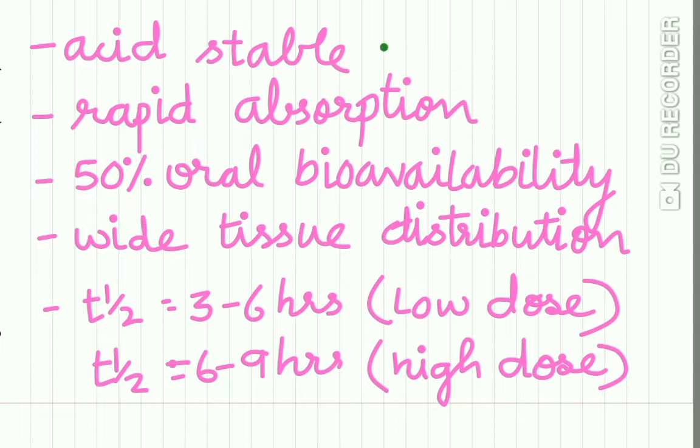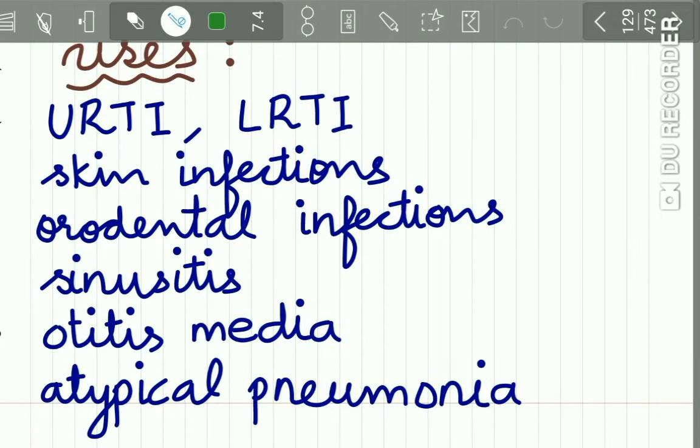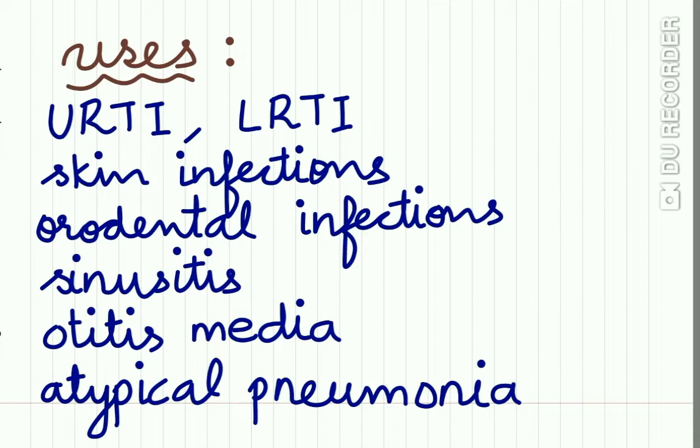It is acid stable, shows rapid absorption with 50% bioavailability and wide tissue distribution. Half-life at low dose is 3 to 6 hours while half-life at high dose is 6 to 9 hours. Uses of the drug: upper respiratory and lower respiratory tract infections, skin infections, orodental infections, sinusitis, otitis media, and atypical pneumonia.